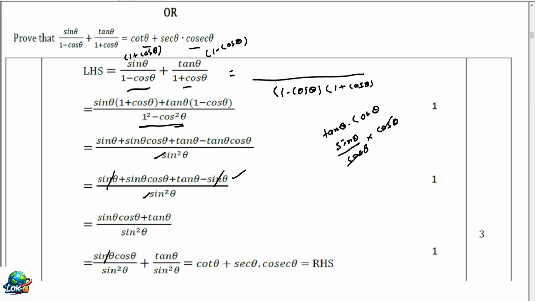Observe here, one of the sin theta cancels. What are you left with? Cos theta upon sin theta. What is cos theta upon sin theta? It is cot theta. Now let us see tan theta. This tan theta upon sin square theta.